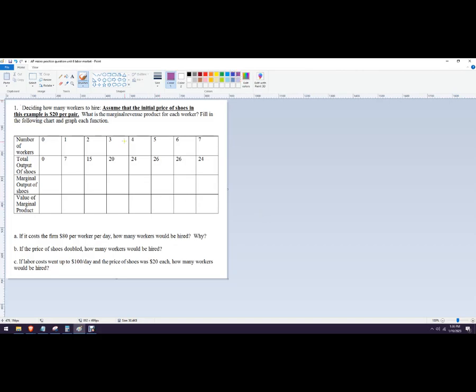Let's do this AP micro practice question from Unit 5, the labor markets and the factor markets. We've got a situation. Basically, we're trying to figure out how many workers to hire in a perfectly competitive environment.